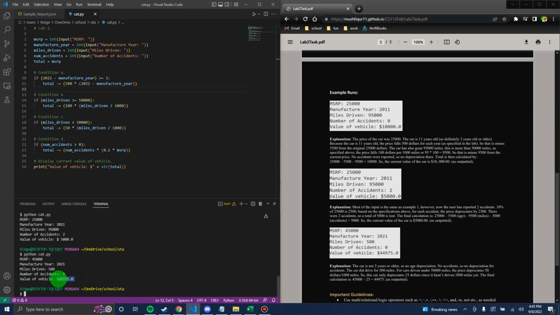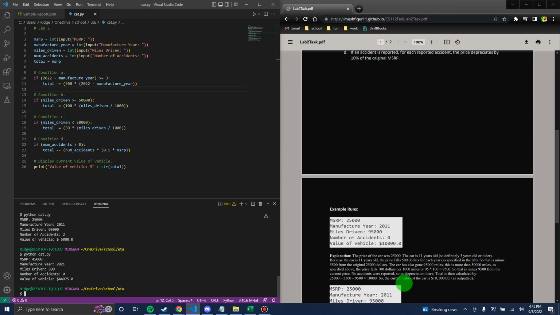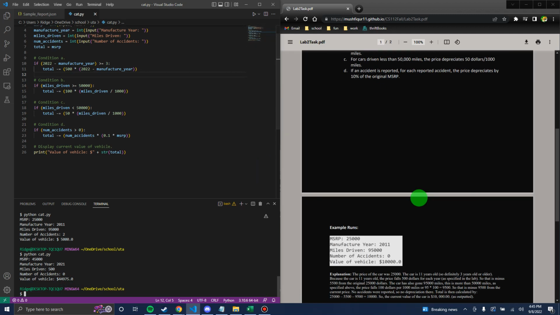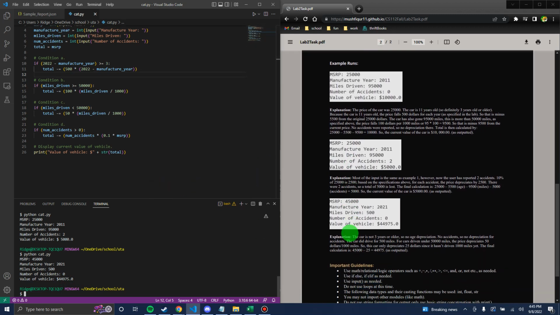So a lot of you guys had questions about why this is 44975, because nowhere in the description did it say to subtract 25 from it. Well, according to integer division, we will be getting that because it triggers this condition C if we were to go through this. So it's not going to trigger condition A. It's not going to trigger condition B because it has not been driven that far. And it's not going to trigger condition D either because there are 0 accidents. It's only going to go into here, and this is where the magic happens.